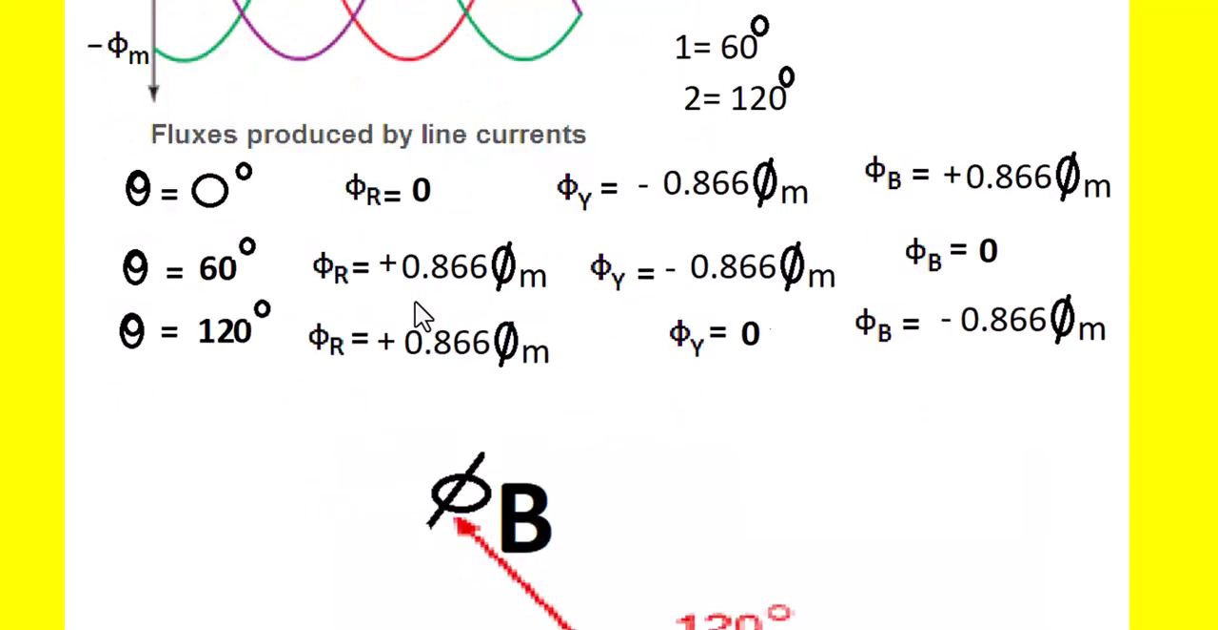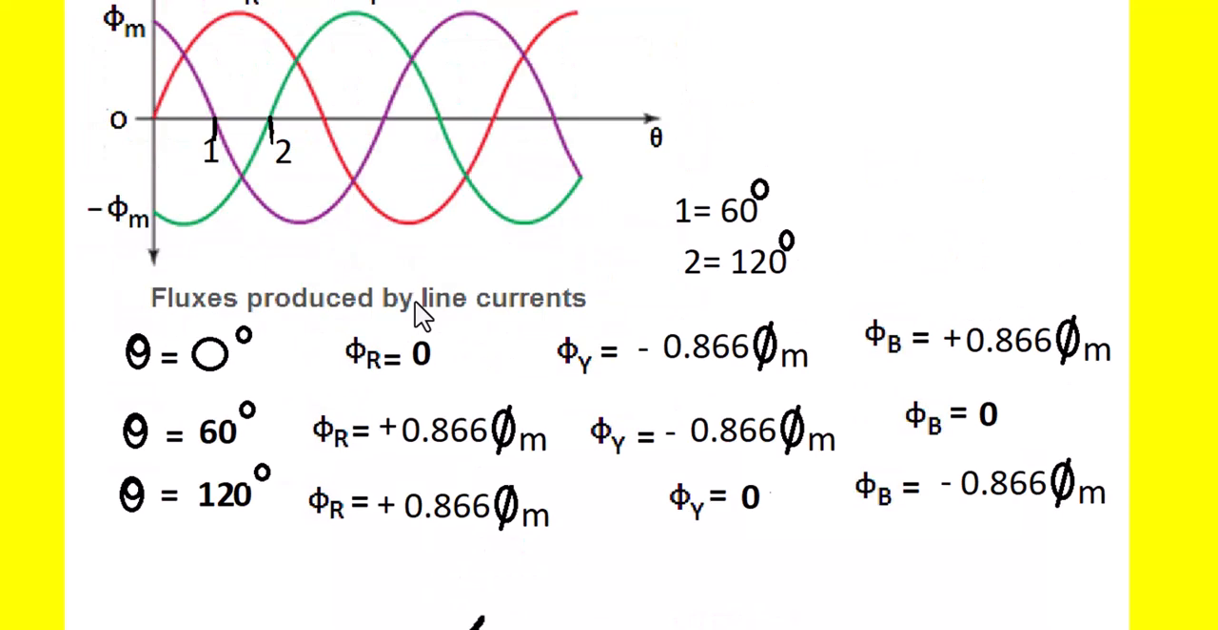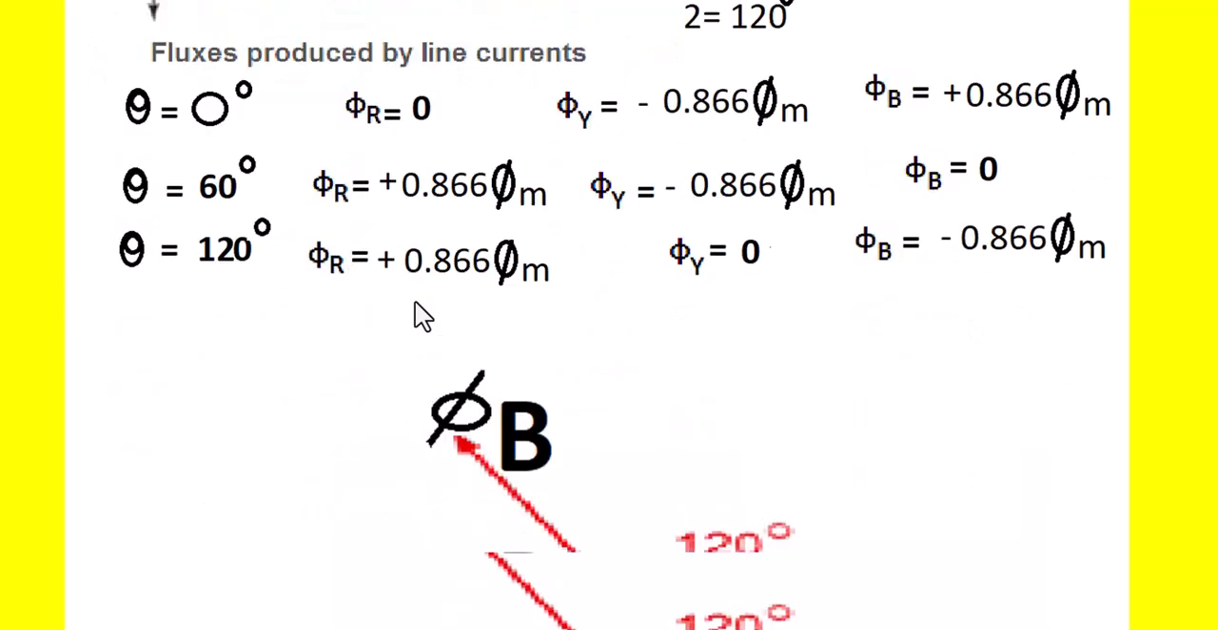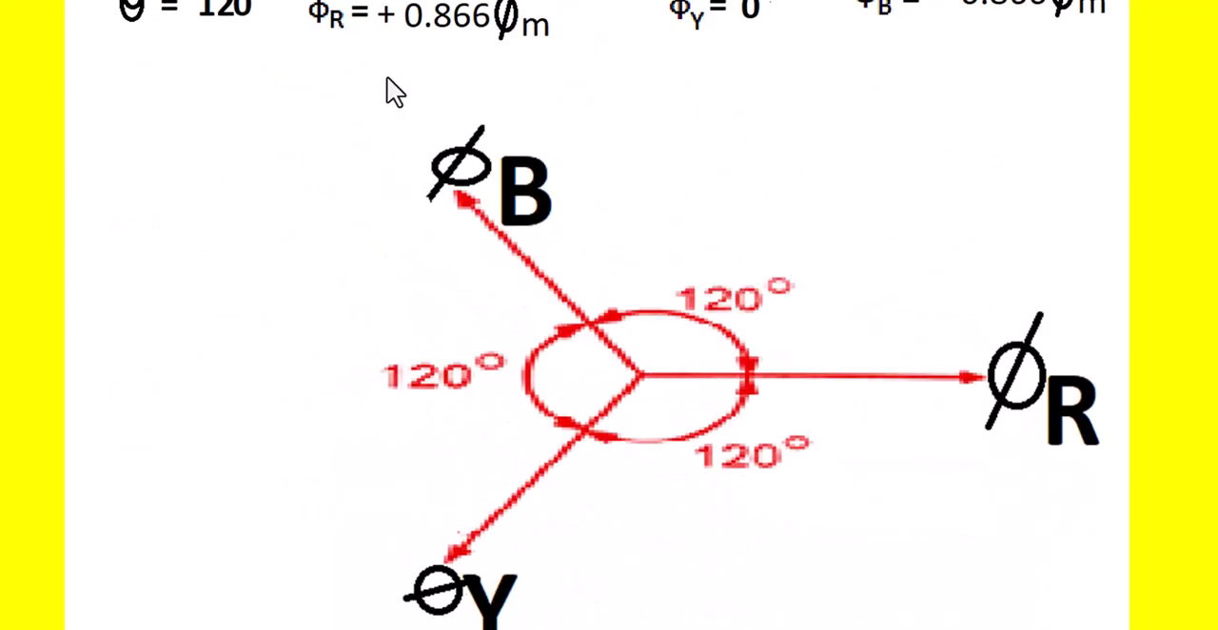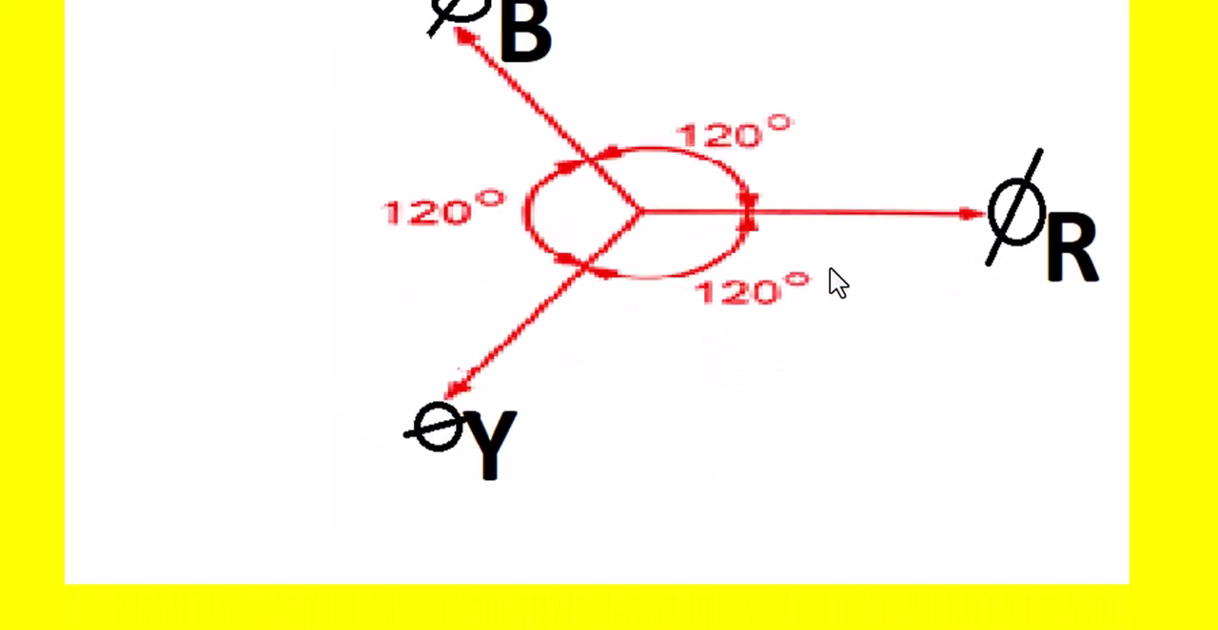So having known this, we can also observe the phase displacement between the fluxes phi r, phi y, phi b like this. They are 120 degrees apart with respect to each other. This is phi r, this is phi y, this is phi b. Each vector with the neighboring vector displaced by 120 degrees indicates the applied voltage is balanced.